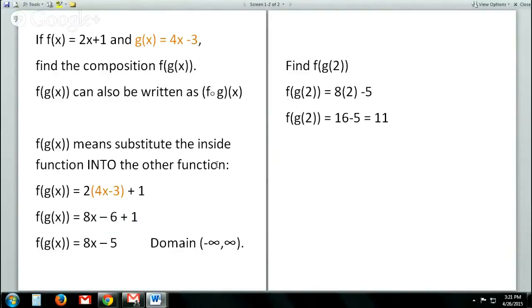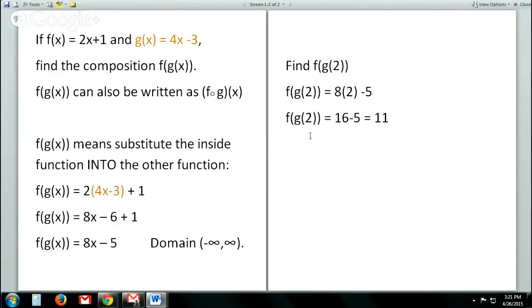You may sometimes be asked to evaluate at a specific spot. For instance, if we were asked to do f of g of 2, what that really means we should do is figure out what f of g of x is, and then take 2 and put it in for the x's that we see. When I take 2 and I put it in, I would have 8 times 2, which is 16, minus 5. 16 minus 5 gives me 11. That's technically what we're supposed to do. Find f of g of x, then substitute.